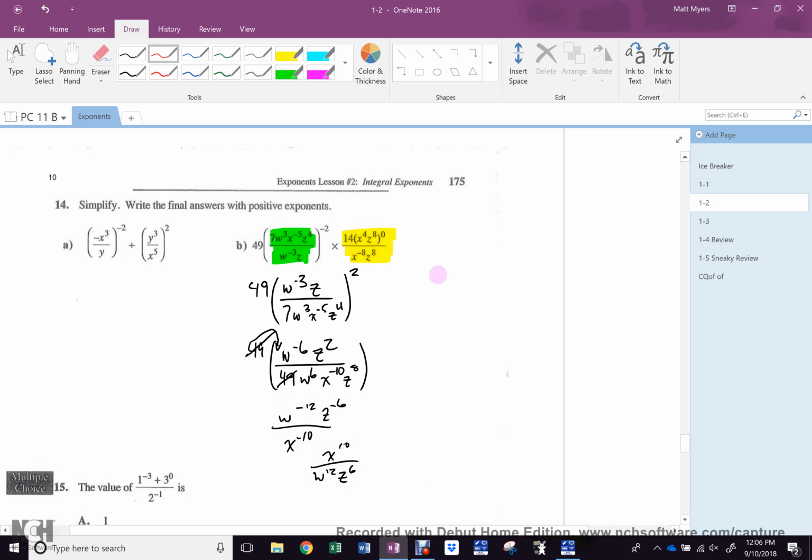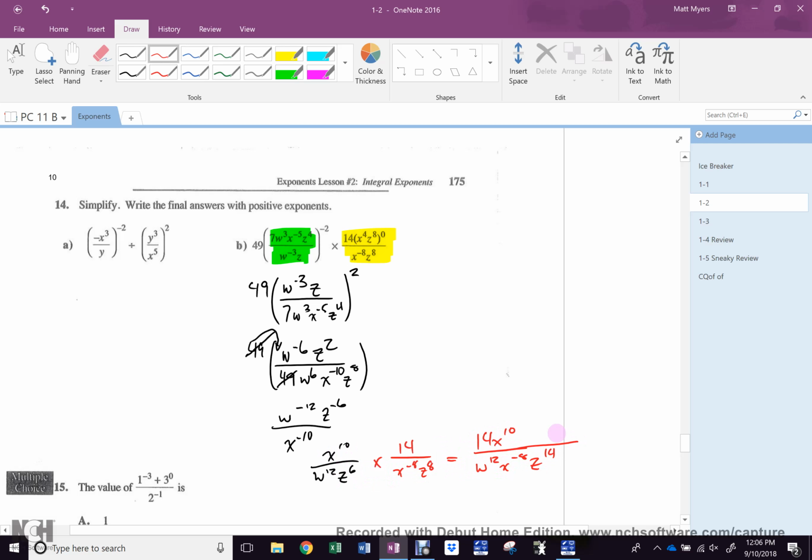And I'll work that in red. What is everything to the 0? 1. So is any of this here important? No. So what's really in the numerator here? 1. Well, what about that 14? So I got times 14 over x to the negative 8, z to the 8th. Yes? Now, I multiply 14x to the 10th over w12, x to the negative 8, z to the 6 and 8, 14.